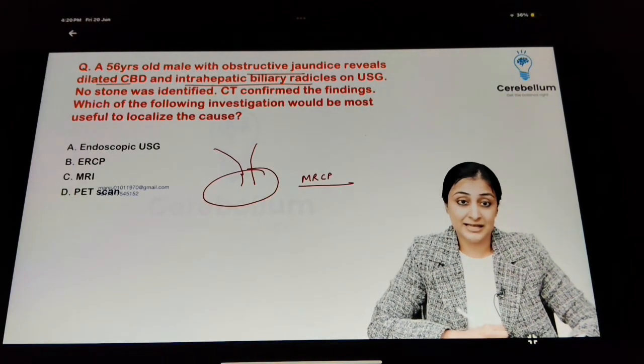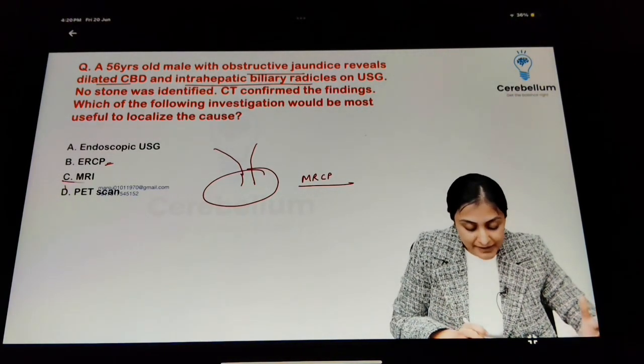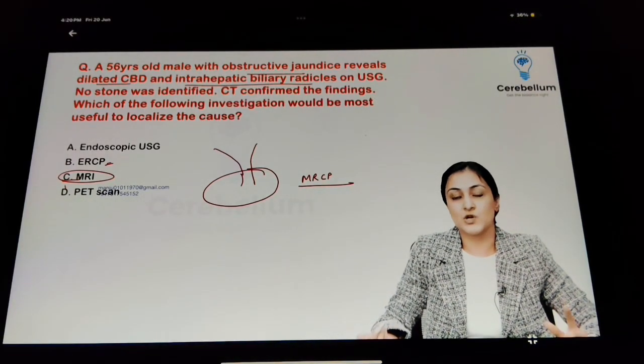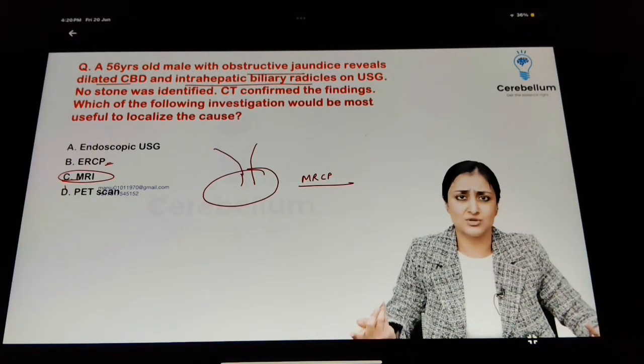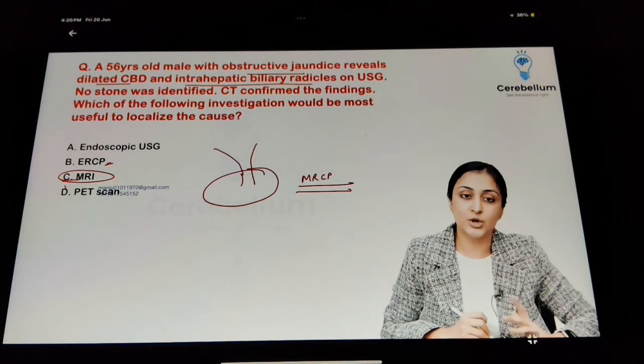You know, when this actual question came, a lot of students were like, ma'am, MRCP option mein nahi. It was not there in the option, so we ended up marking ERCP. But what is MRI? MRI is MRCP, right? So MRCP is the sequence of MRI. So when MRI is in the option, you know that. Okay, so don't be fixated that, oh, MRCP is not there, let me go to ERCP. Just be with an open mind and look at the options and we'll reach the answer.